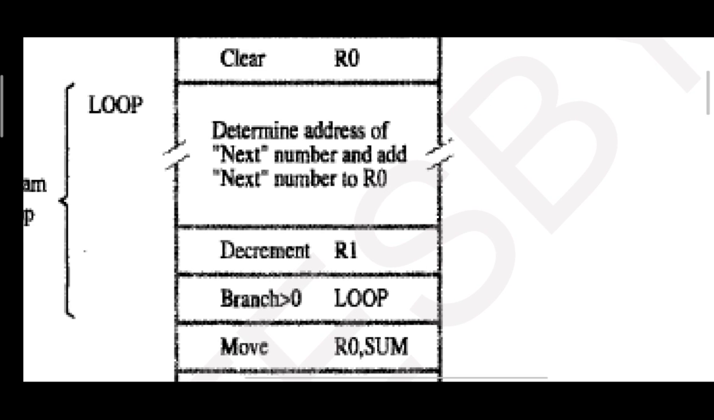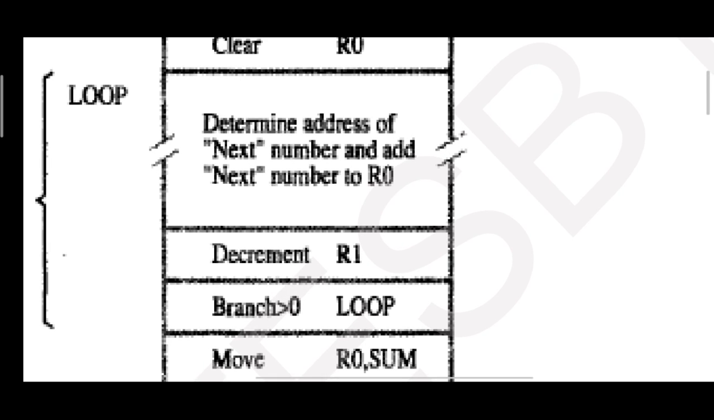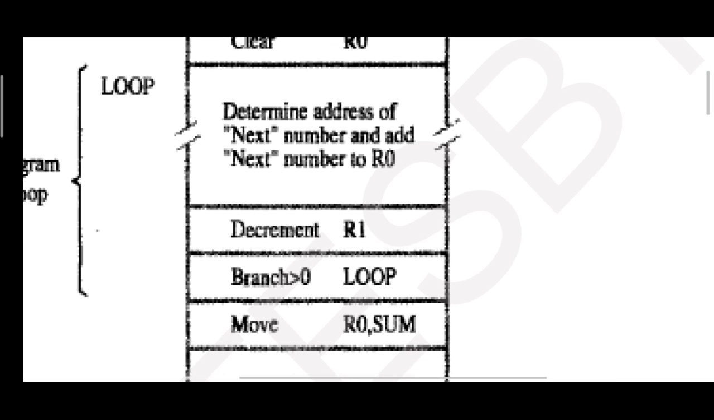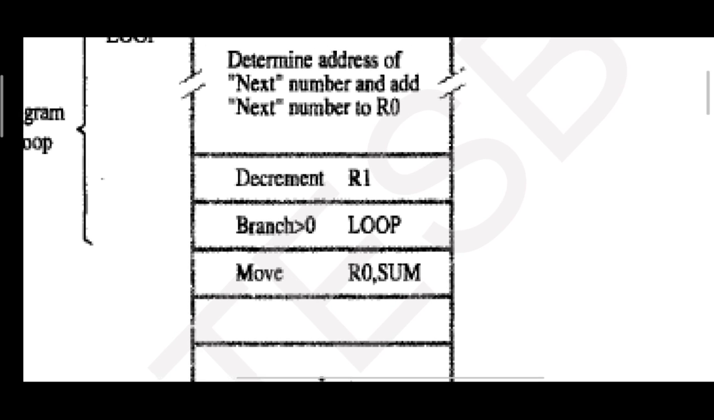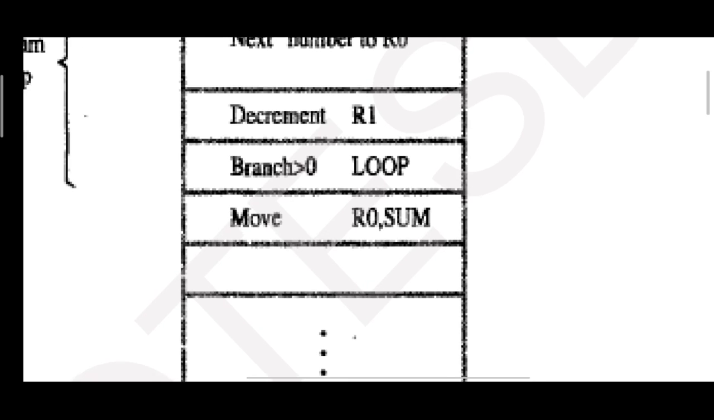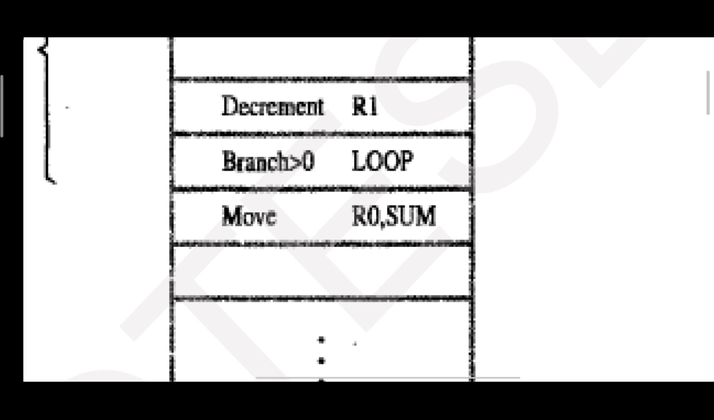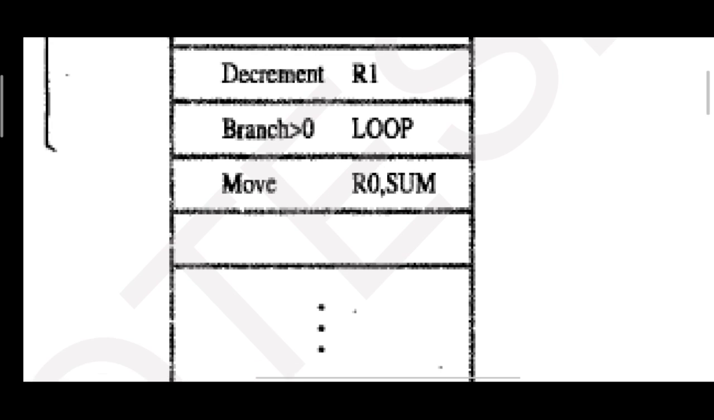Determine the next number, and inside the loop you just observe what tasks you are performing. Determine the address of the next number and add it to the existing content of R0. Once again decrement R1, branch greater than 0 to loop, and so on, and finally move the content from R0 to sum. This statement will be executed at the end, once all the 10 numbers are accessed. Now these are all the memory locations: sum, n, and num1, num2, and so on.